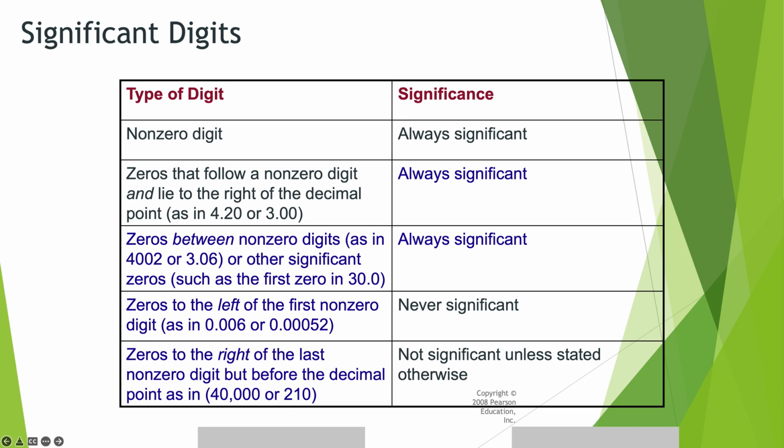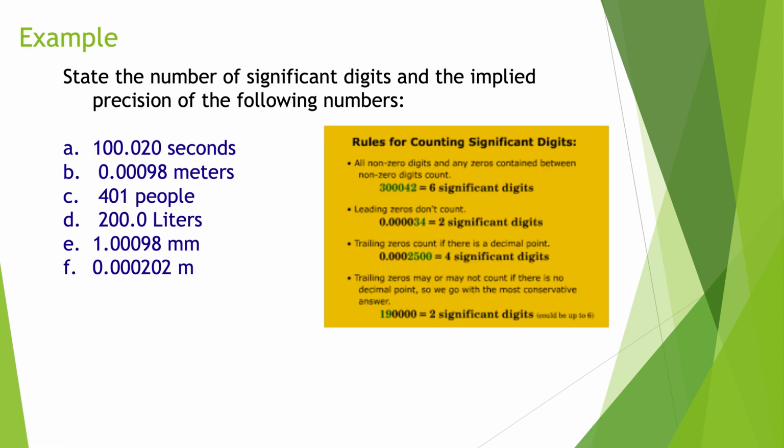All right, so let's take those ideas and let's start applying them. Here are the rules for counting significant digits again, okay? All non-zero digits and any zeros contained between the non-zero digits count. So look at the number. It's in green there, 300042. There are 6 significant digits there. You include the zeros because they're bookended between regular digits.